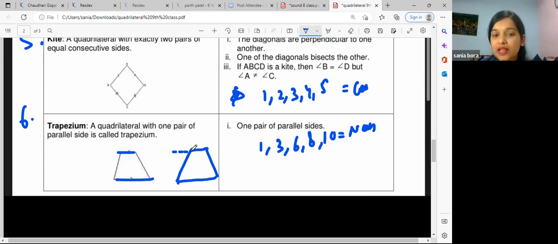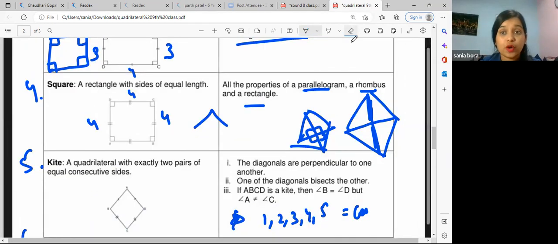These lines will keep on continuing and will never meet. But if you extend the other two lines, somewhere they will meet. That's why it has only one pair which is parallel, not both pairs. The property is that one pair of parallel sides is there and nothing else. Clear? Okay.